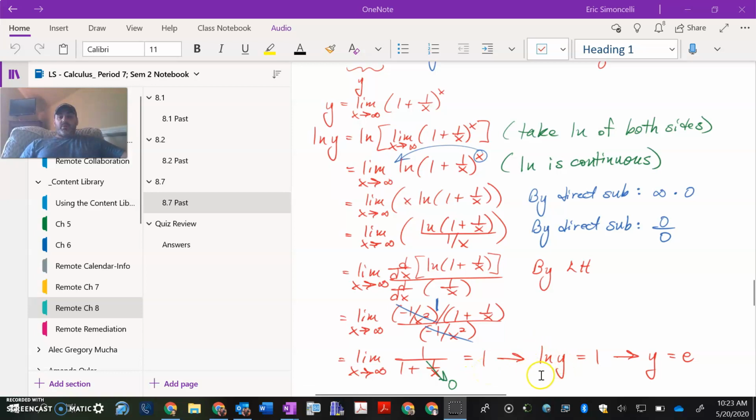If you remember the beginning of the problem, when I took the natural log of both sides, I still have natural log of y on the left side.